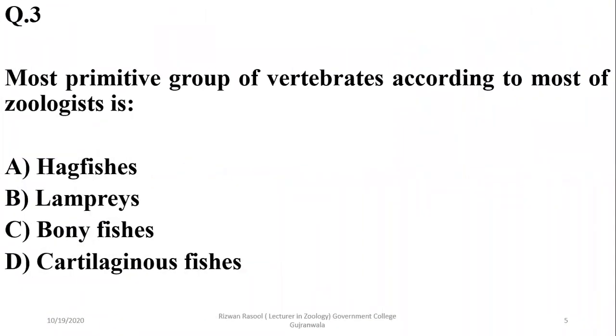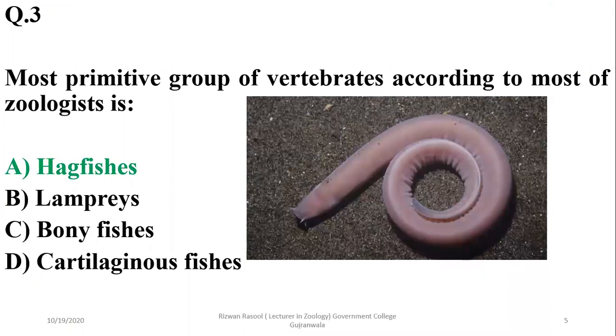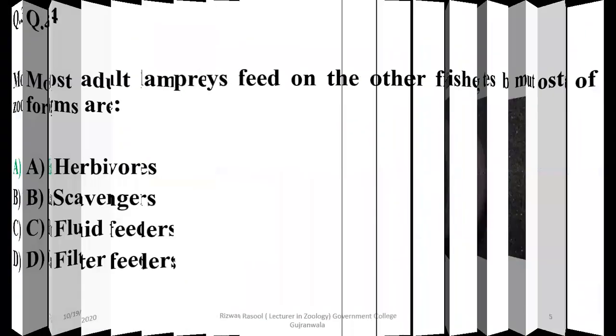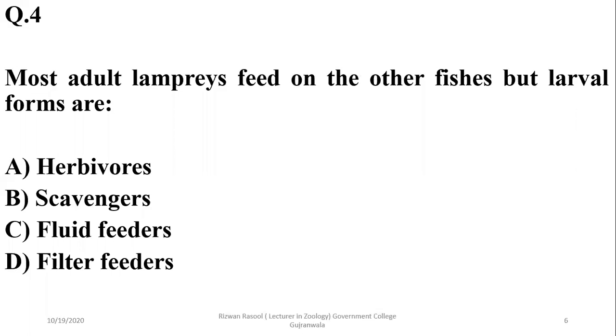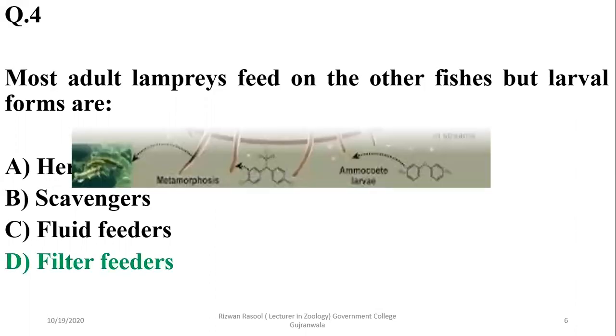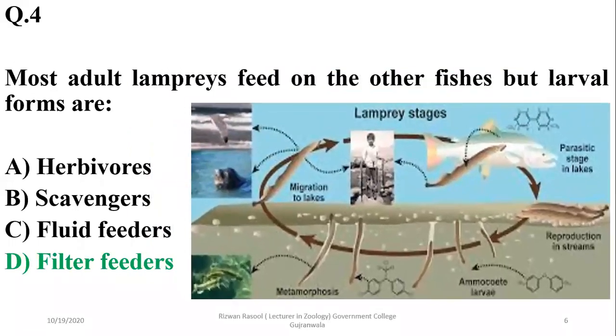Most primitive group of vertebrates, according to most zoologists, are the hagfishes, and that's why they are considered living ancestral forms of most of the vertebrate groups. Number four, most adult lampreys feed on other fishes, actually as ectoparasites. But their larval forms are not parasitic. They are actually filter feeders, and they get their nutrients directly from the environment.